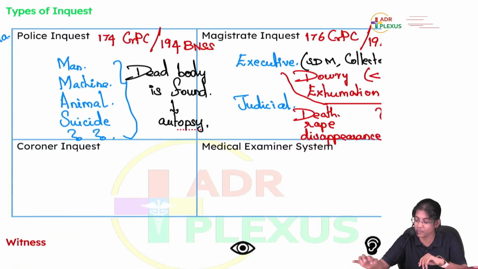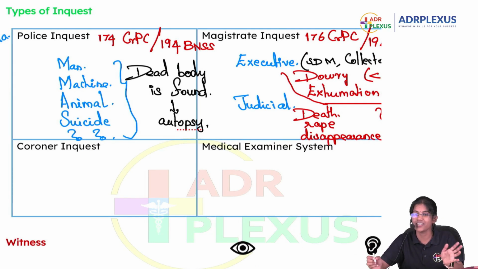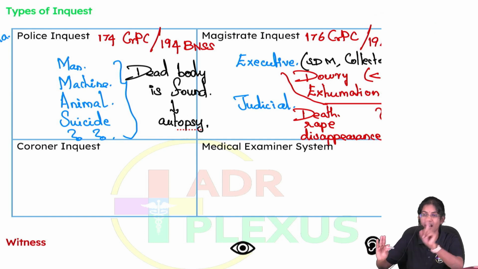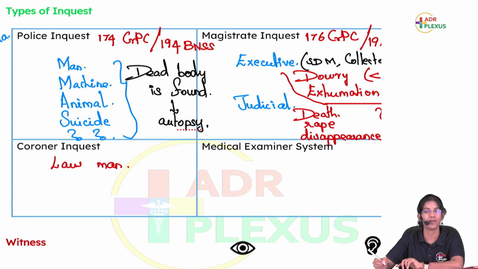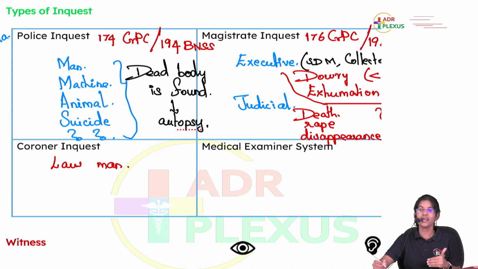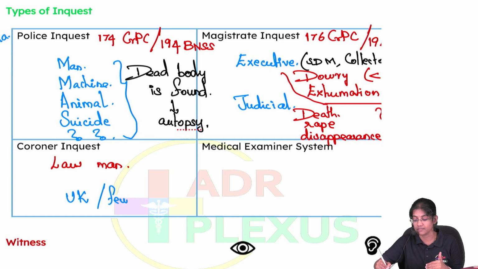Okay, now apart from it, we have two more types. Coroner's inquest, not done. The other name for coroner is prosecutor fiscal system, not done. We have only police and magistrate inquest. Now, who is a coroner? Coroner is a lawman, or you can call him a legal man. So he is trained to conduct an inquest. This system is practiced in the UK and a few states in the US.